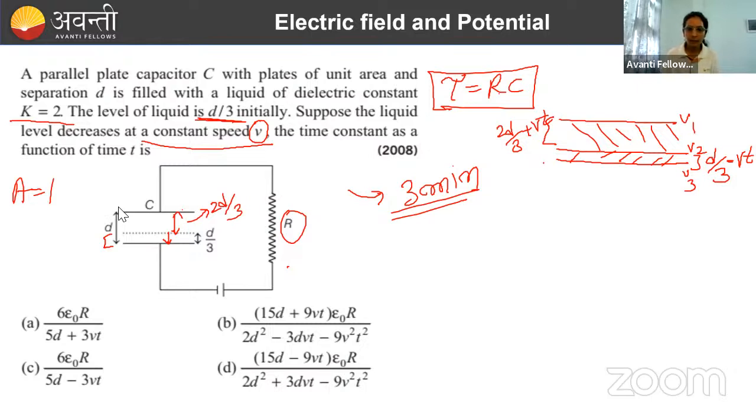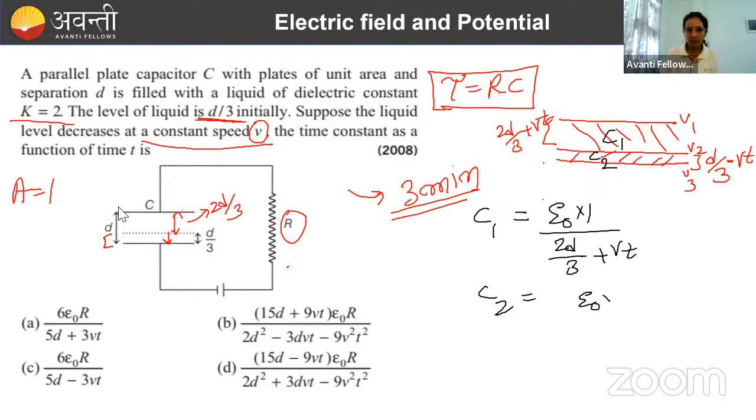Done. And if I call the capacitance of the first capacitor C1 and the capacitance of the second capacitor C2, then C1 can be written as what? C1 can be written as epsilon naught A, area, times 1 divided by distance, that is 2d by 3 plus Vt. And what can C2 be written as? C2 can be written as epsilon naught A times 1 by distance, that is d by 3 minus vt.